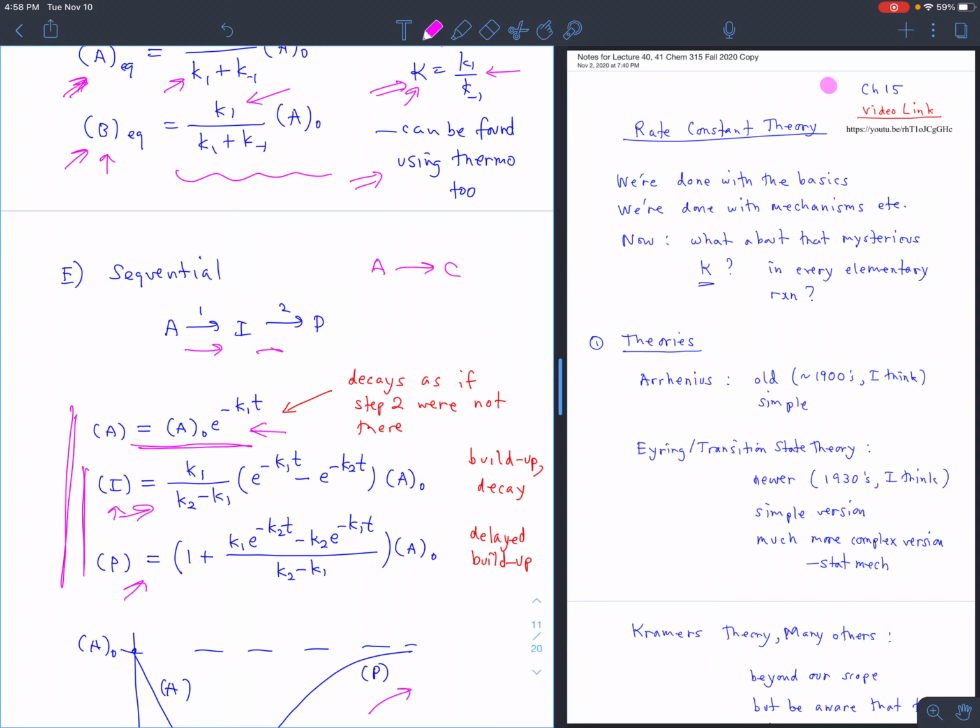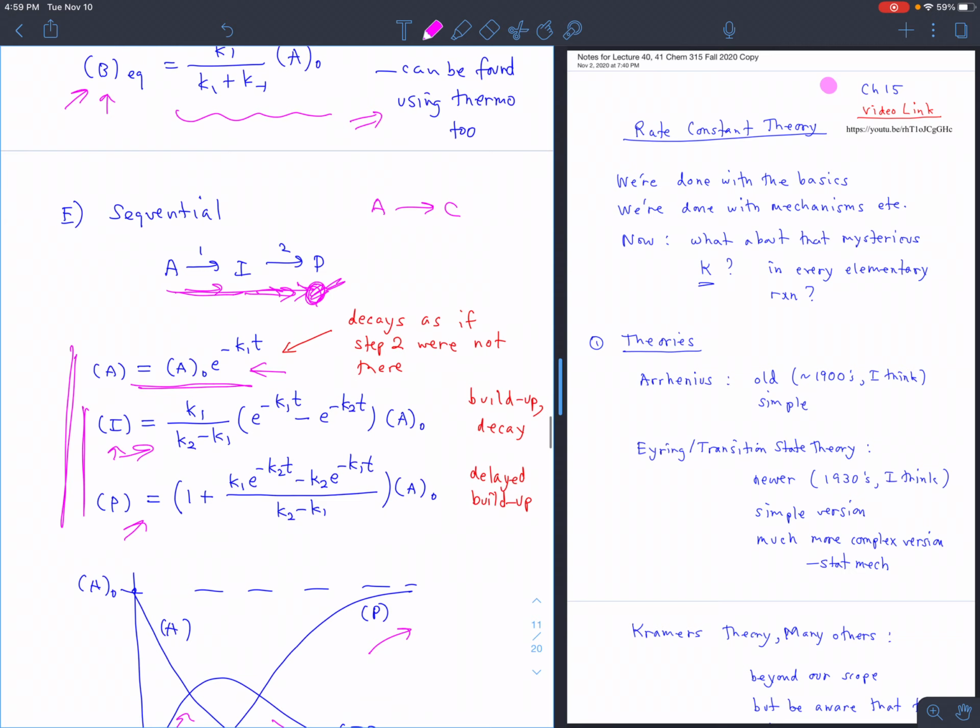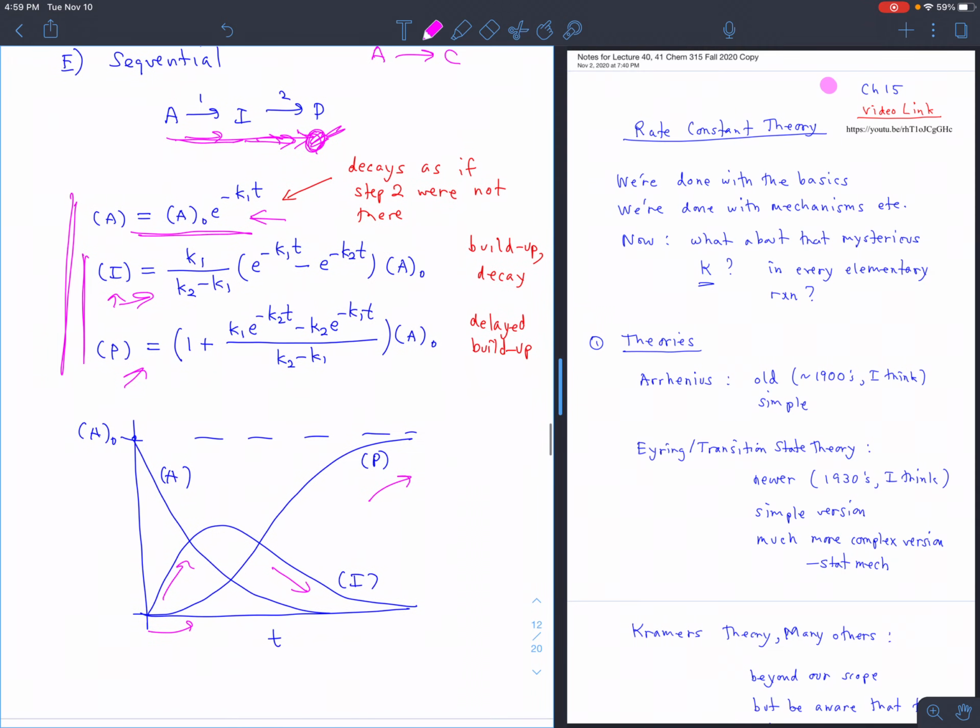Since both of these are irreversible, everything has to end up at P in the end, right? However long it takes, you can't go backwards. So once you start destroying A, it's gone forever. Once you start destroying I, it's gone forever. Everything has to build up on P. P is a trap, if you like, in this mechanism. Any kind of irreversible step always creates traps in a chemical mechanism.